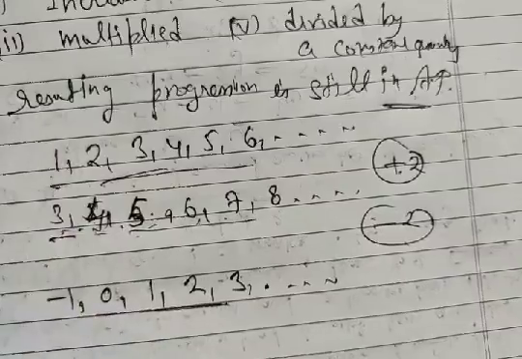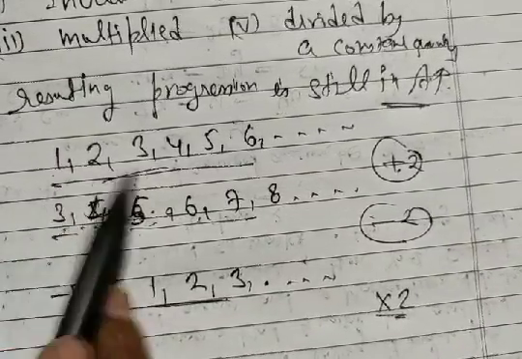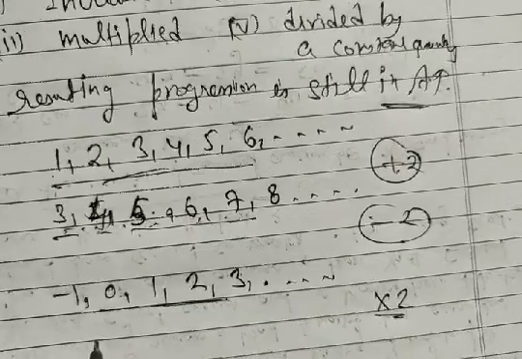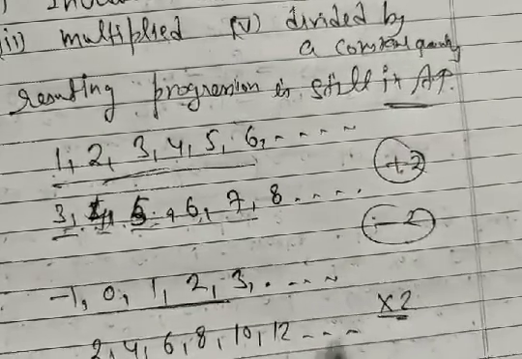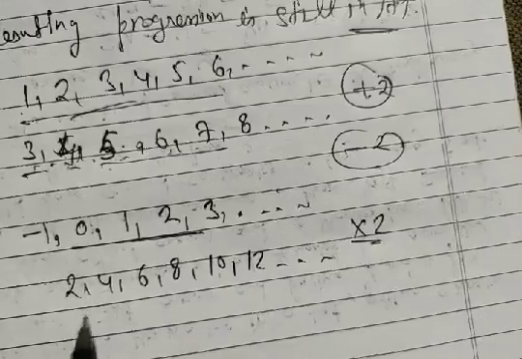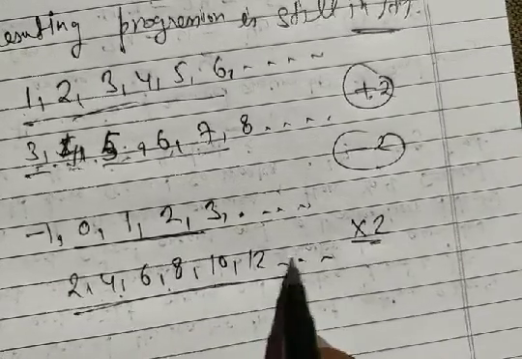Our third case is to multiply by 2. Our original series is 1, 2, 3, 4, 5, 6. The new progression is 2, 4, 6, 8, 10 and 12. What do we see here? It is still an AP, and the common difference is 2.